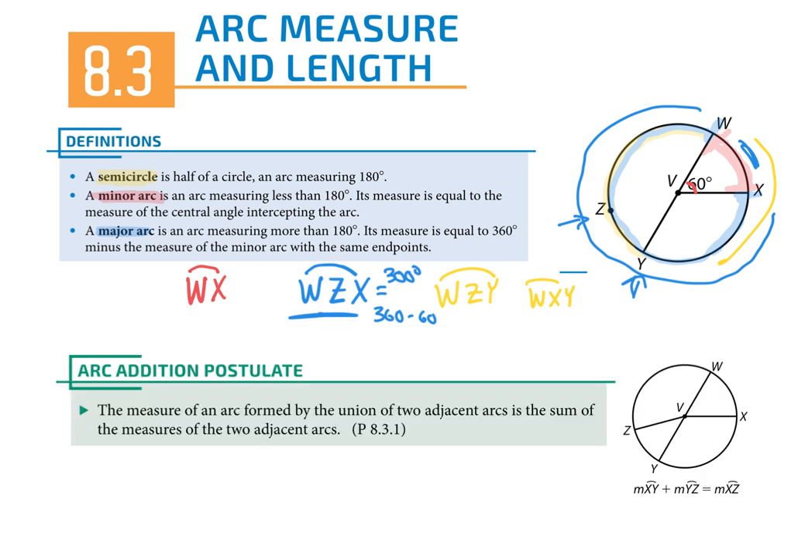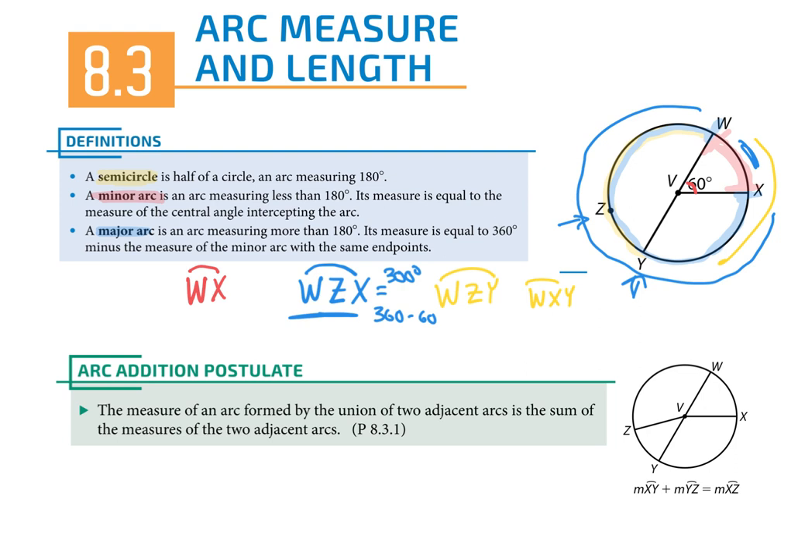All right, so if I look at this theorem, the measure of an arc formed by the union of 2 adjacent arcs is the sum of the measure of the 2 adjacent arcs. This is the arc addition postulate. This should remind you of the angle addition postulate. Remember, when you have 2 adjacent angles, you can add the 2 angles and it makes the whole. Okay, it's the same thing with an arc. If you have adjacent arcs, you can add the 2 and it makes the measurement of the whole arc.